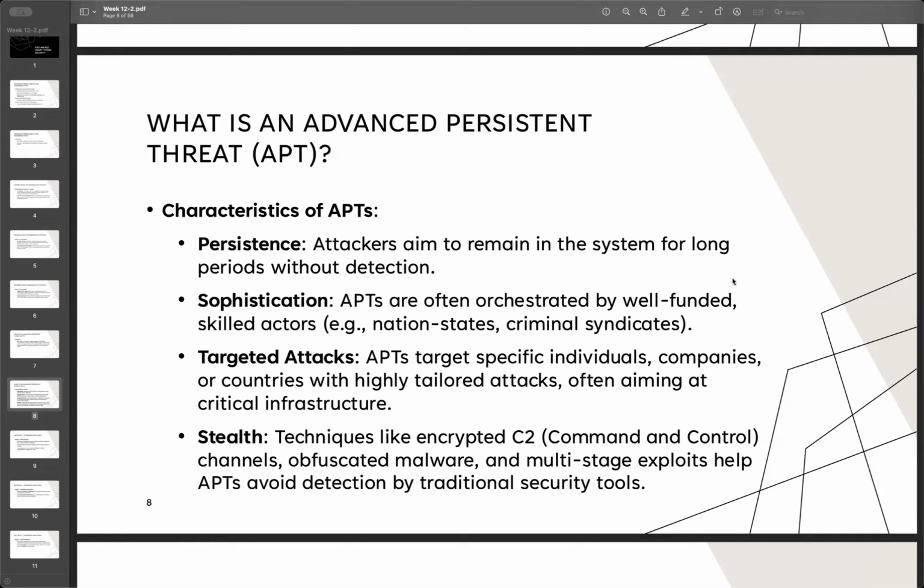So they will target specific individuals or companies, even countries. They are highly tailored attacks, aiming at critical infrastructure. Let's say, for chips recently, if they target chip producers, maybe you know Taiwan, or maybe Texas Instruments. Or if you want to get the design of an electric car, then you know which one you're going to target. And we have the steps.